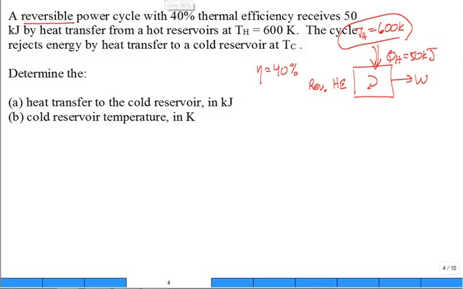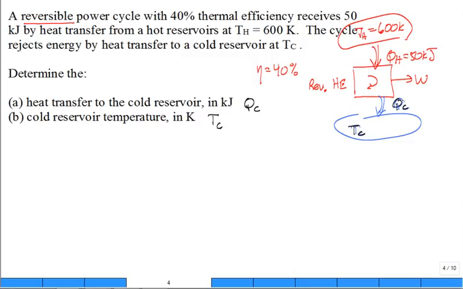All right. The cycle rejects heat by heat transfer to a cold thermal reservoir, so we put down here TC, and we're rejecting heat QC. Determine the heat transfer to the cold reservoir, so find QC. And for part B, the cold reservoir temperature, TC. All right, so I'm looking for TC and I'm looking for QC. Did they give me W? No, it's not in the problem statement.